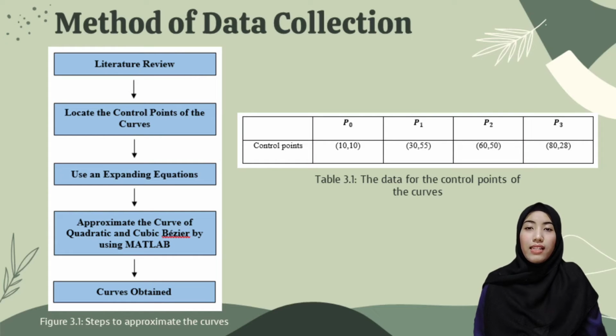Secondly, the data is collected by locating the control points of the curve. Next, the equations used were expanded from the basis functions of the quadratic Bezier curve and cubic Bezier curve. After that, MATLAB was used to approximate the curve of the quadratic and cubic Bezier curve. When the curves were obtained, both curves were compared to see the difference in terms of the number of control points. Moreover, the two curves, quadratic and cubic Bezier curve, were compared in terms of their properties. The data used for the control points of the curve are presented in Table 3.1 on the right side.